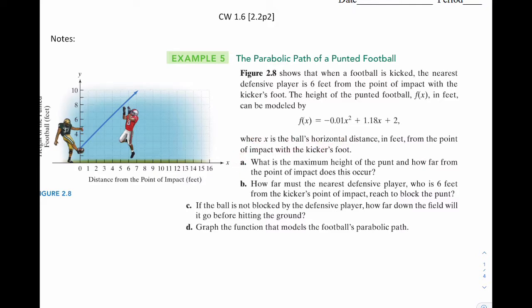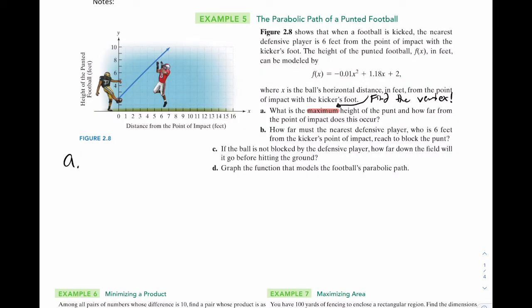So part A, what is the max height of the punt and how far from the point of impact does it occur? So I want all of you to highlight maximum. Whenever you see this word maximum, remember we talked about last time, this is going to indicate find the vertex. So for part A, we could just use the vertex formula. We know the vertex formula is going to be negative b over 2a. And again, that would generate the x value of your vertex.